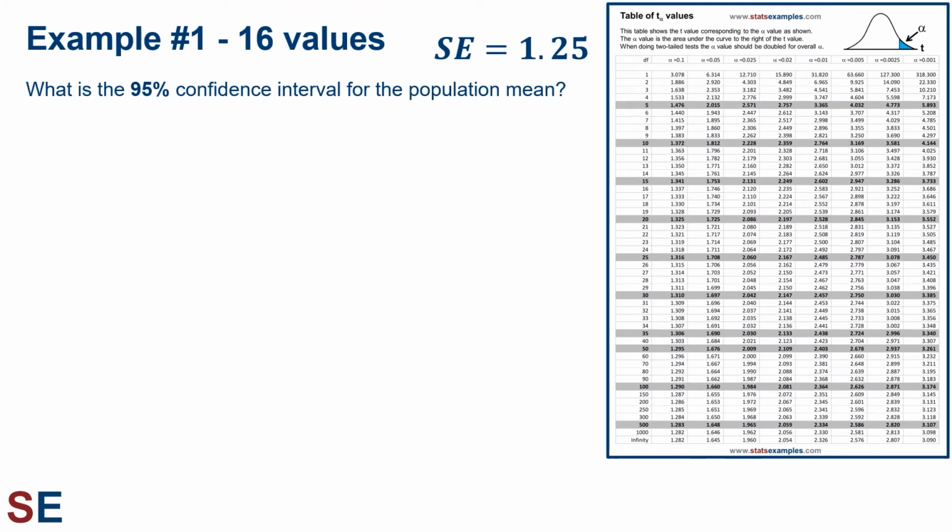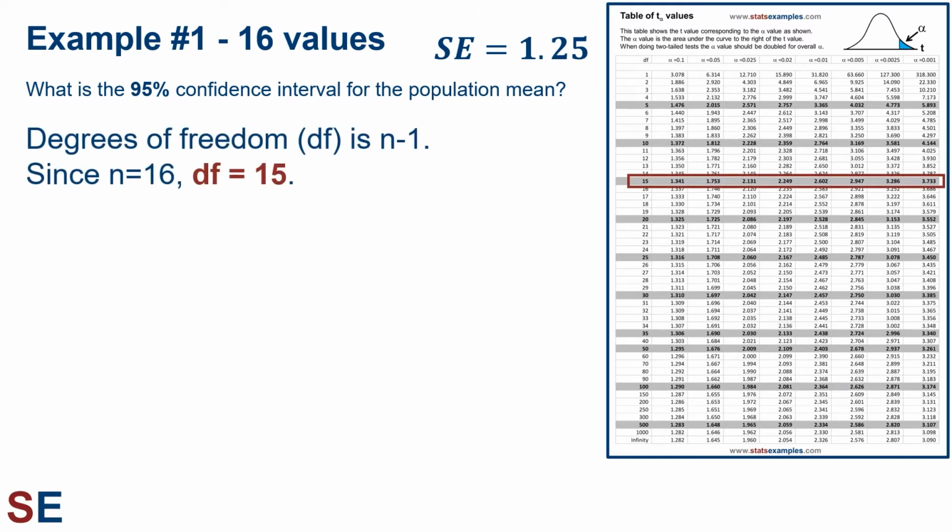Let's look at our first question. What is the 95% confidence interval for the population mean? We're going to be taking our standard error of 1.25 and multiplying it by the appropriate t-value from our t-table. To figure out what that value should be, we need the degrees of freedom and the alpha value. First, the degrees of freedom value is the sample size minus 1, or n minus 1. Since n equals 16 for this example, the degrees of freedom will be 15. So we would go to our t-table and look at the row that corresponds to degrees of freedom 15.